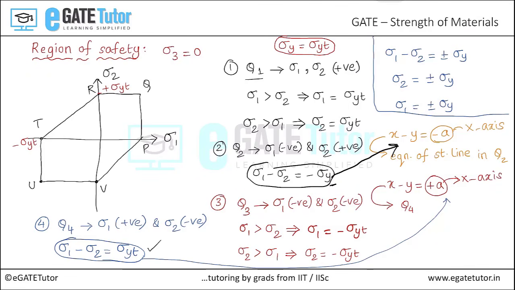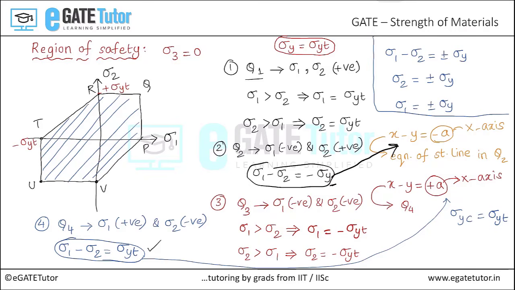Therefore, according to maximum shear stress theory, this becomes the region of safety. Since we have assumed that the yield stress in compression is equal to the yield stress in tension, the region of safety according to maximum shear stress theory can be considered as a hexagon. Remember, this is valid only if sigma yc is equal to sigma yt.